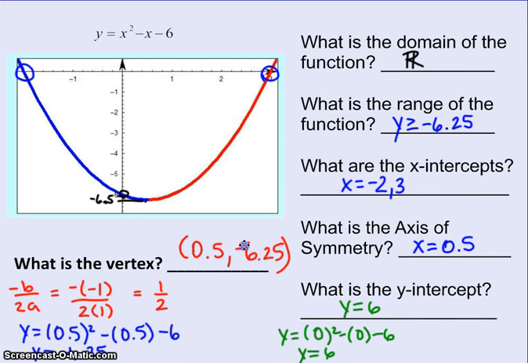Alright, so here are the worked out solutions. Notice that your vertex is a decimal. Okay, the vertex is the minimum here, which means that when I do my range, I'm all numbers greater than my minimum of negative 6.25.